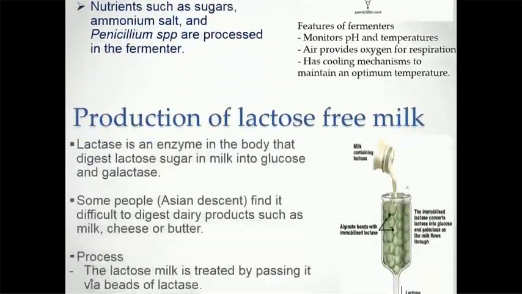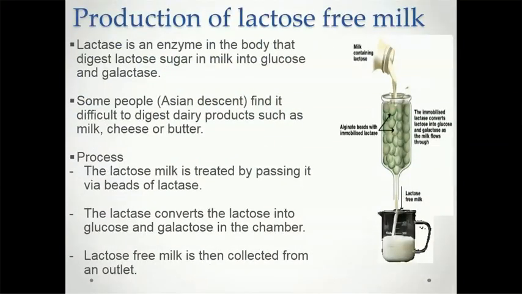The next one we are looking at is the production of lactose-free milk. Okay, now we have milk that is rich in lactose. Now, lactase is an enzyme in the body that can digest lactose, the sugar in milk, into glucose and galactose. So in our body, naturally, our system can digest lactose sugar. And what is used in digesting it is called lactase, an enzyme.